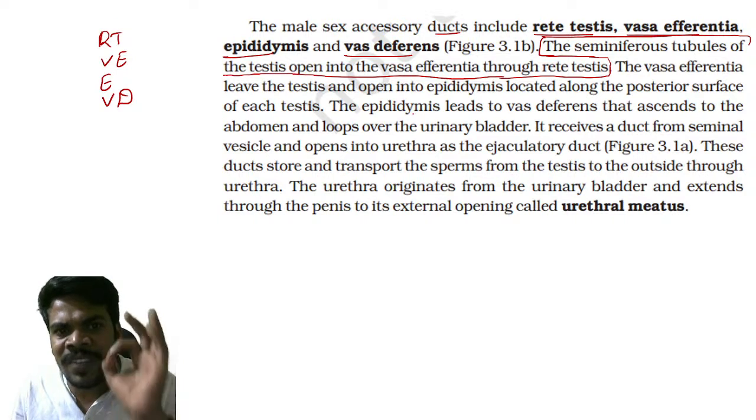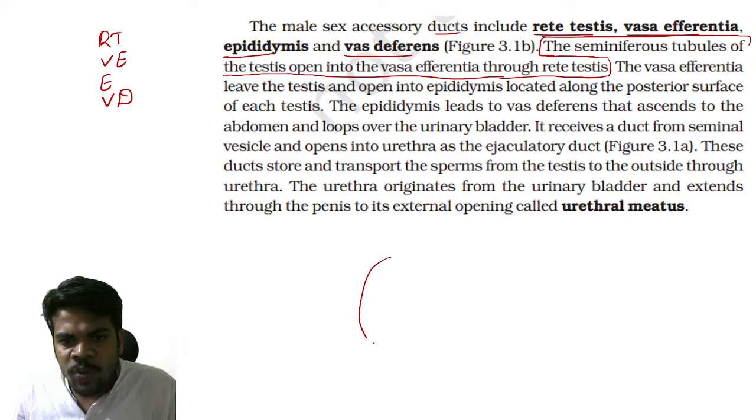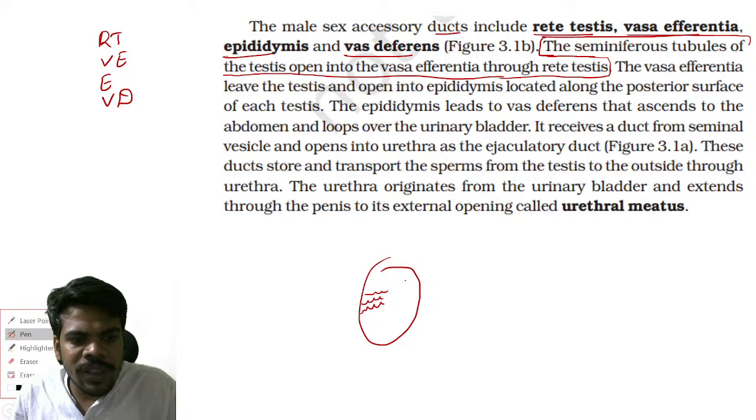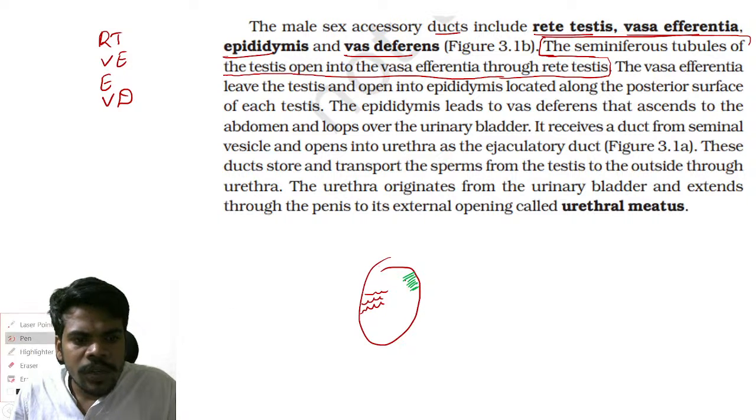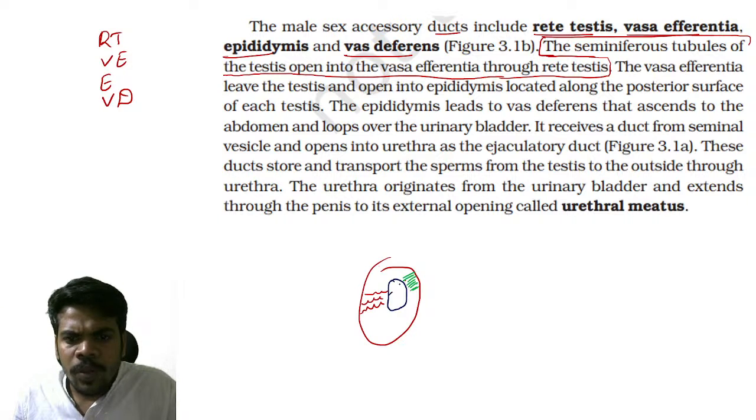Seminiferous tubules of the testis. These are the seminiferous tubules. They open into the vasa efferentia. Vasa efferentia, I'll draw here with the green pen. Through what? Through, I'll draw in dark blue color, the rete testis. This is the line.